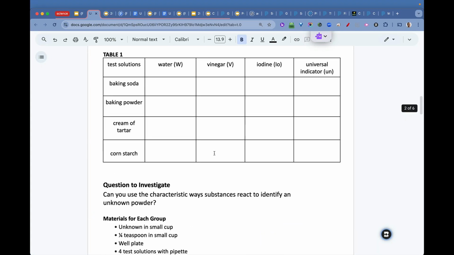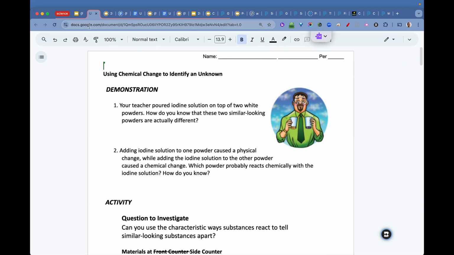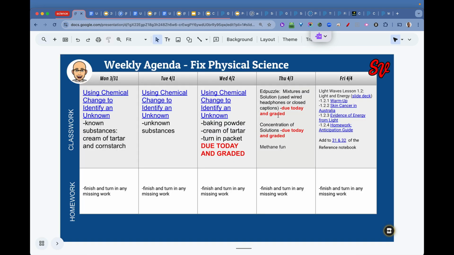So that was turned in for points and graded. And then students on Thursday did an Edpuzzle, mixtures and solutions. They then did a Google Drive assignment called concentration solutions. Both were graded and turned in.